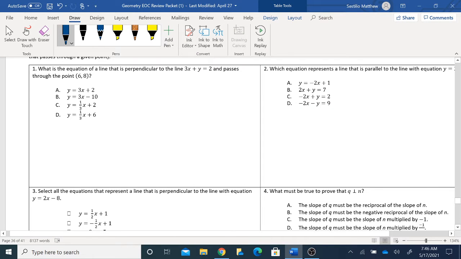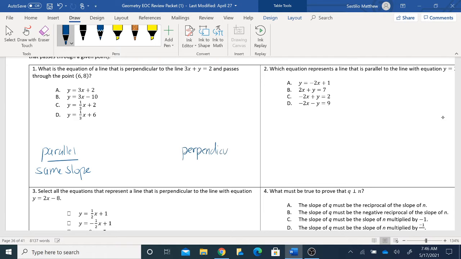So this whole entire page is about parallel lines and perpendicular lines. Remember, parallel means same slope. Remember, perpendicular means their slopes are opposite reciprocals. So if I have one line whose slope is like -1/2, the slope of the other line has to be opposite, which means positive, because this one's negative, and reciprocal means the fraction is flipped, so this would be +2/1. So that's how we're going to answer all these questions.